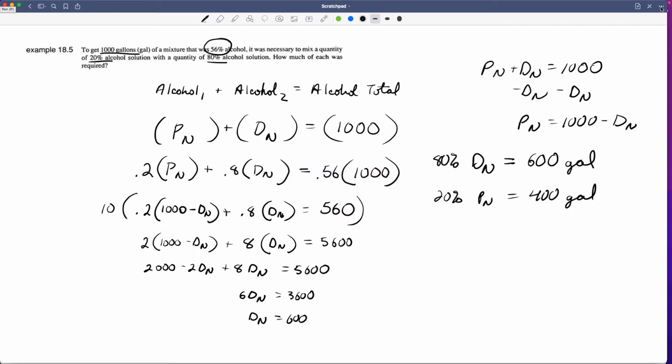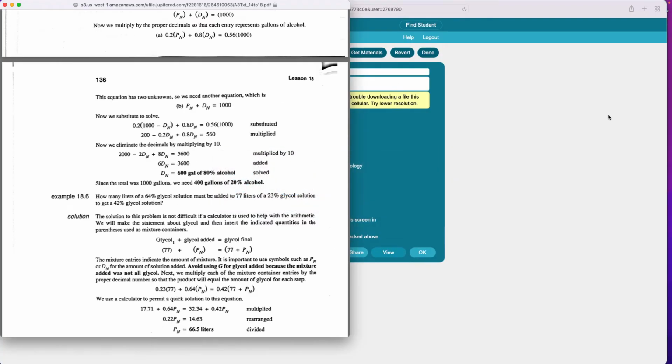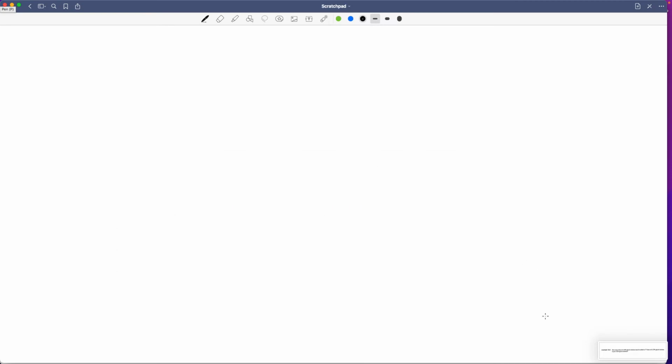So let me clear this. And we'll go over here. And we're going to capture this one. It's a similar problem with percentages and liquids.